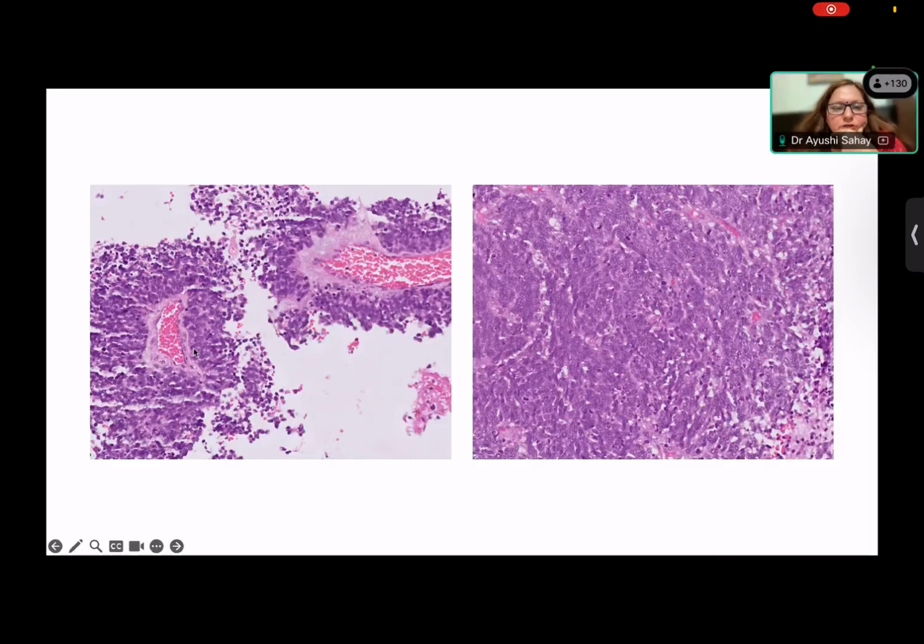On the left hand side image, can you see? Yes, ma'am. So ma'am, in the center we are having a vessel. Surrounded by that, we are having some neuropil, that is acellular zone, and then the round cells are arranged in multiple layers around the vessel. Whereas the right image is showing that the lesion is very much cellular and has a very high mitotic activity.